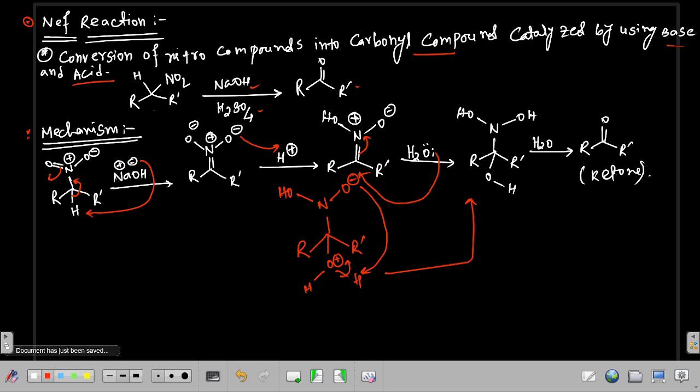After this, there will be removal of this bond, like there will be breaking of the CN bond, and it leads to the formation of this ketone or aldehyde. If R dash is H, then it forms aldehyde.